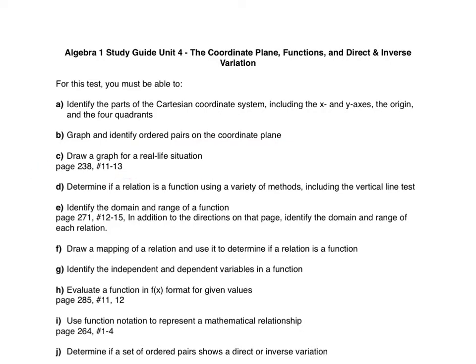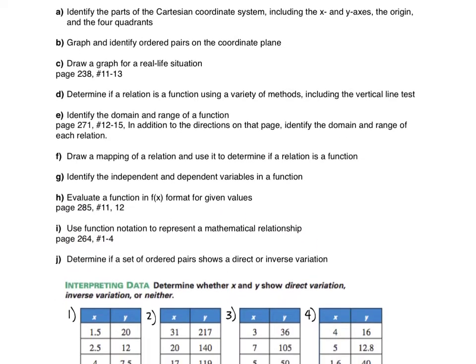You need to be able to determine if a relation is a function, and there's a variety of methods there that we talked about, including the vertical line test. Identify the domain and range. We'll do a couple of examples with that. Draw a mapping of a relation. Use it to determine if a relation is a function. Identify the independent and dependent variables in a function. Evaluate a function in f of x format for given values. Use function notation to represent a mathematical relationship, and they've got some problems for that.